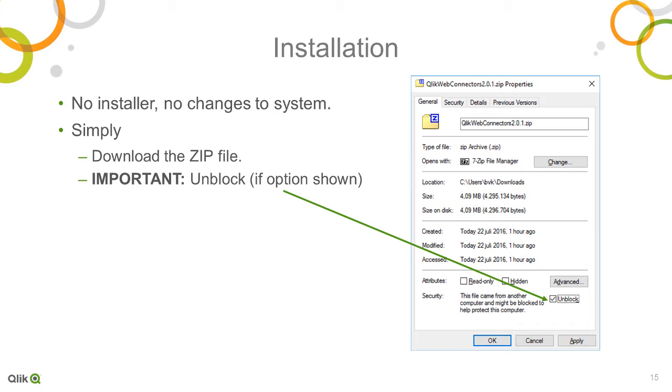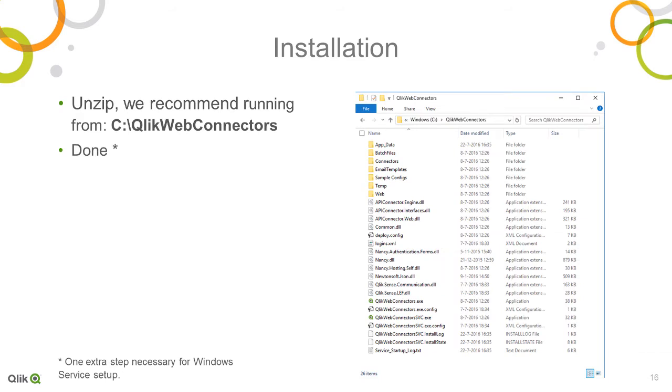I actually did try this before the call today, and on my machine it worked fine even if it was blocked. So that seems to be system specific. We do recommend running this from the C drive, from just a root folder called Qlik Web Connectors. That makes things a bit easier for you. But if you for some reason have to run it somewhere else, it's no problem. That should work as well.